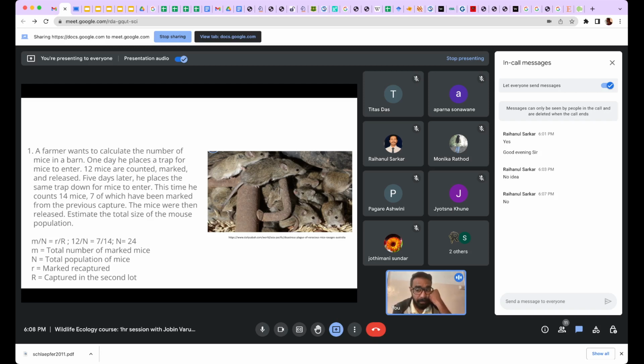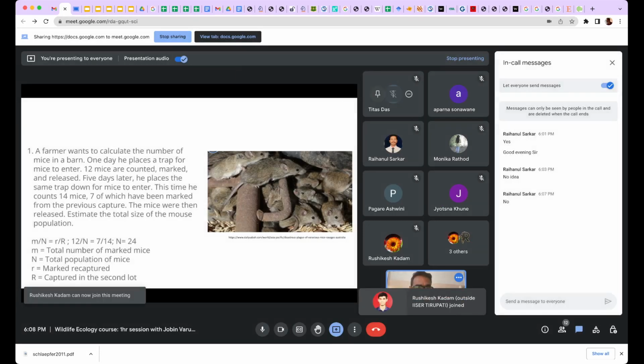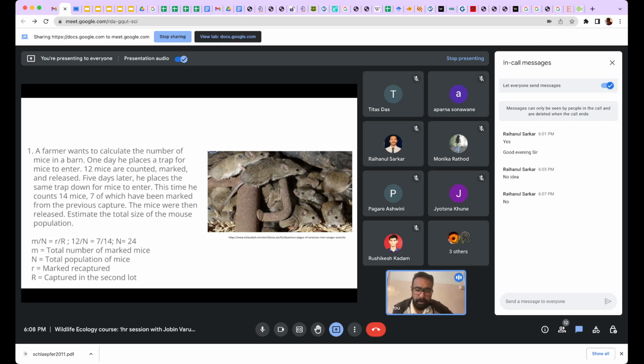It sounds very tricky, but yeah, it's all depending on the probability stuff. So once you put that formula, the answer is straight away, like n is equal to 24. Did any one of you get what I was saying?